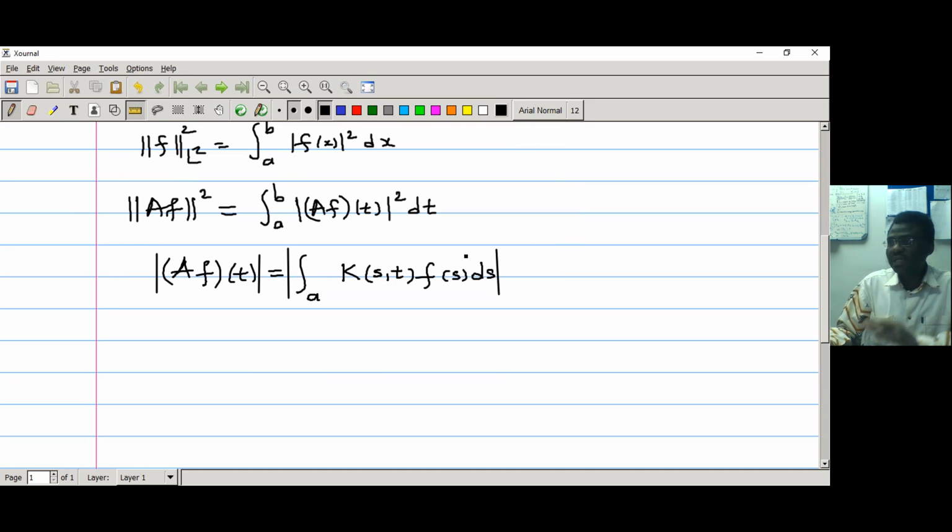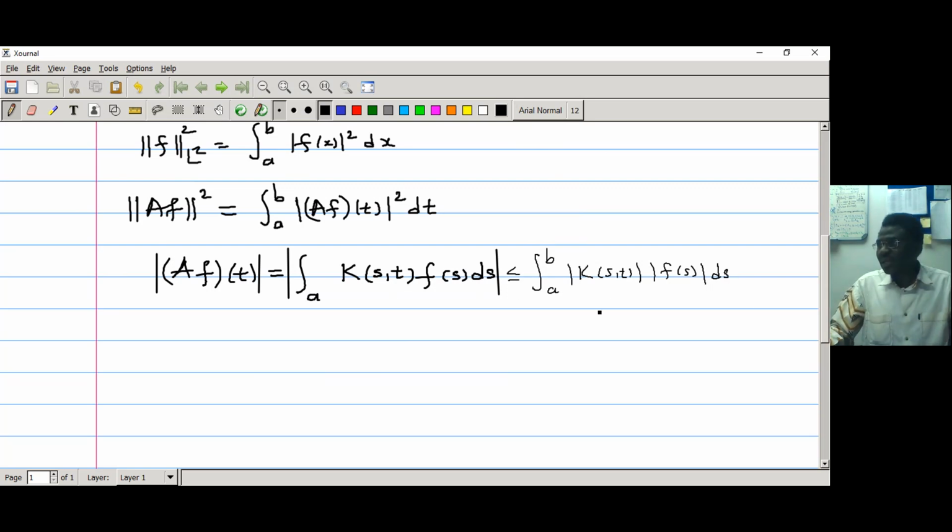And now I use the fact that the absolute value of a sum is less than or equal to the sum of the absolute values. So that's what I do here. So this will be less than or equal to the sum of the absolute values. So this is what we have.